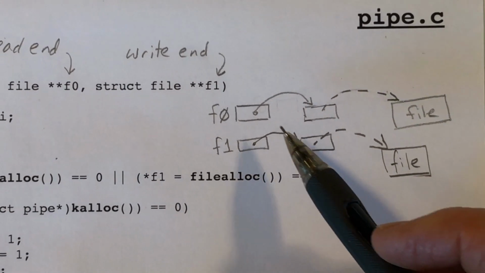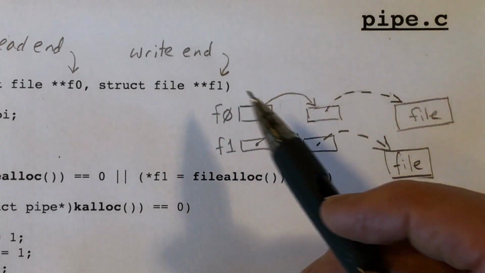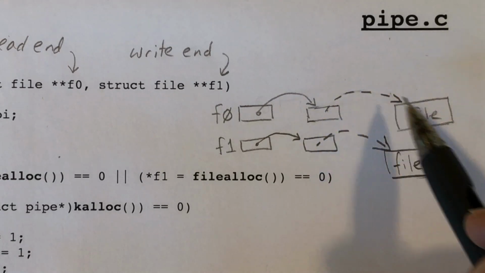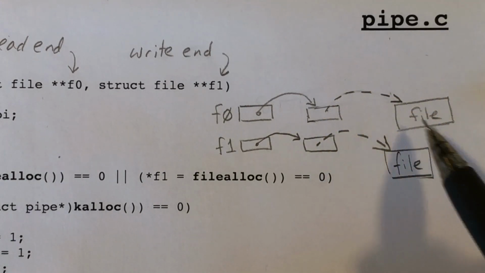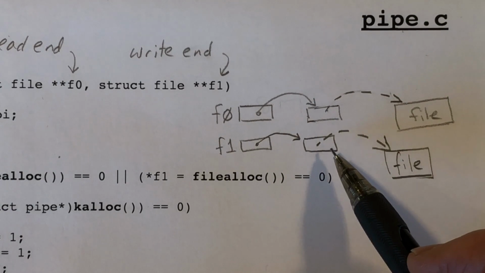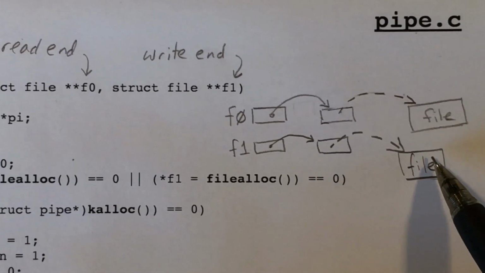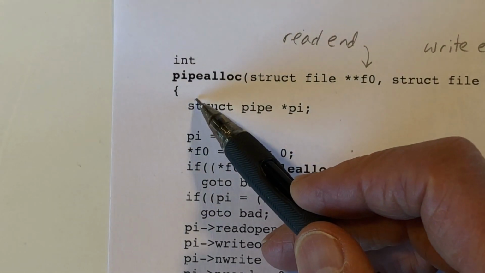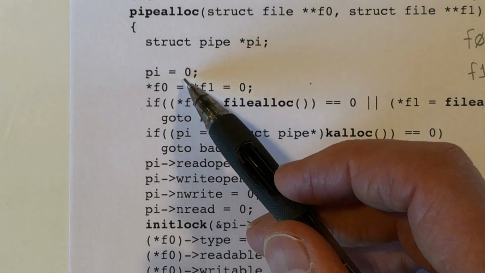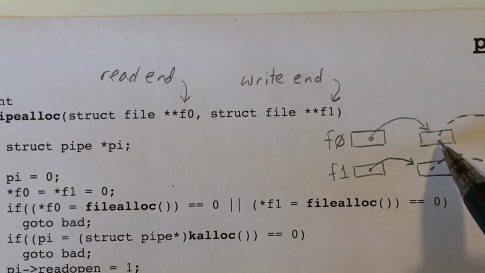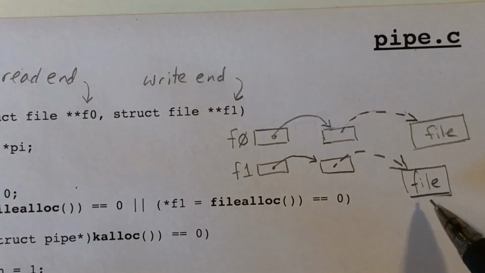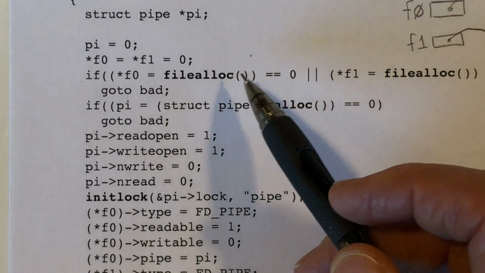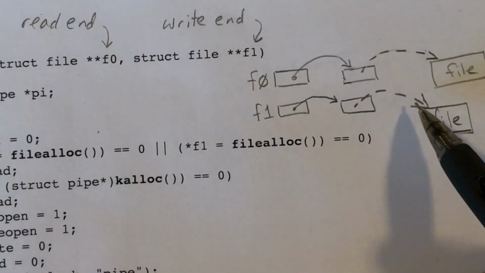And you can think of it this way if you're not familiar with this pointer to pointer stuff. f0 points to an area where we will store a pointer to the read end file object, and f1 points to an area where we will store the pointer to the other file object that we allocate. And this function will return 0 if everything's okay, and -1 if there's a problem. So we start by initializing these two variables to 0, okay, so that they don't point to anything. And then we call file alloc to allocate the read end and save that in this variable here.